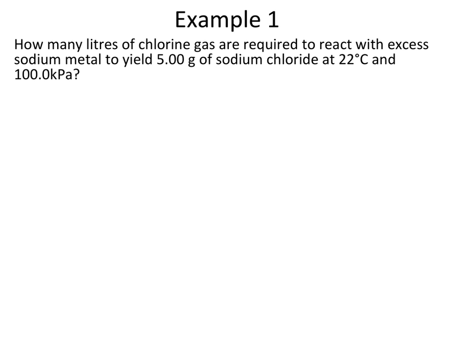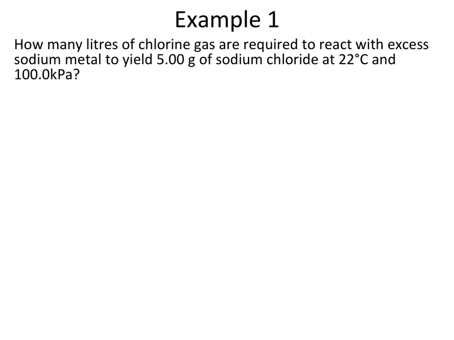So in here, let's do our first example. It says, how many liters of chlorine gas are required to react with excess sodium metal to yield 5 grams of sodium chloride at 22 degrees Celsius and 100 kilopascals? Well, the first thing that you should see is that there is actually a relationship question, because it's asking us for how many liters of chlorine gas are used to produce this many grams of sodium chloride. So it's relating chlorine gas to sodium chloride.